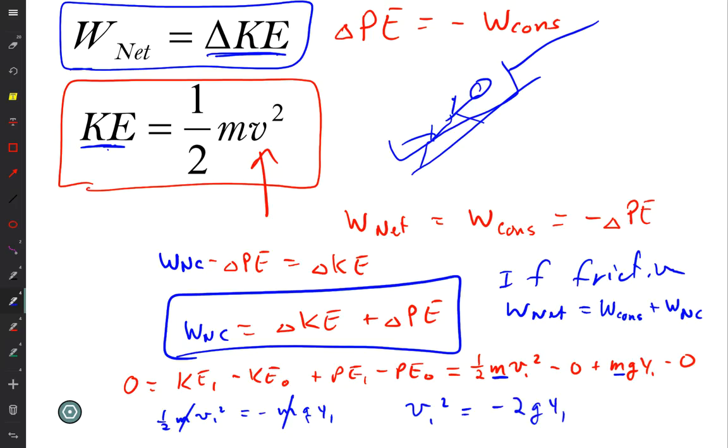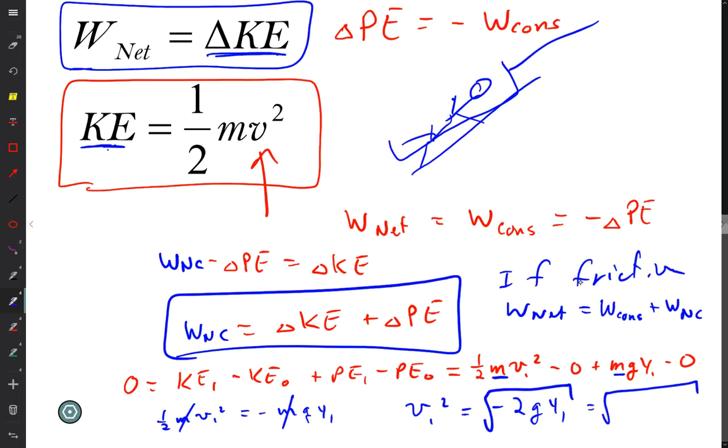You might think I have a problem here. One thing you note is it doesn't matter how much mass the roller coaster cart has, it's going to have the same speed if there's no friction or air resistance. Why does this look like I have a problem? Because I have a square root of a negative. But if I put in my numbers, minus 2, g is always a positive value. So g is a positive. That doesn't get rid of anything.